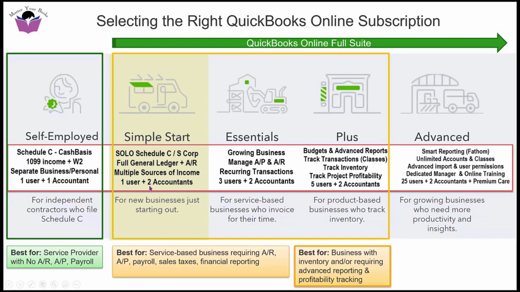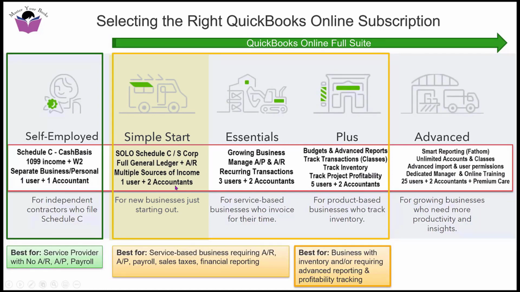Now you have access as one user. So if you would need more than one user to access this particular software, that's when you would want to upgrade to Essentials. But you do have access to two accountants. So you may be thinking, why would I want two accountants to access my books?